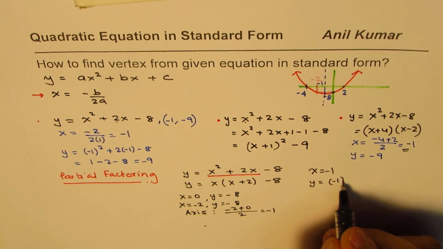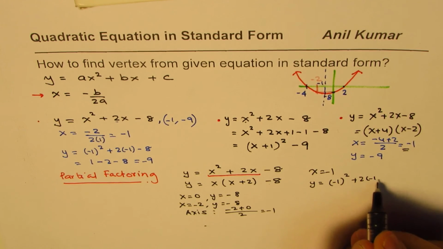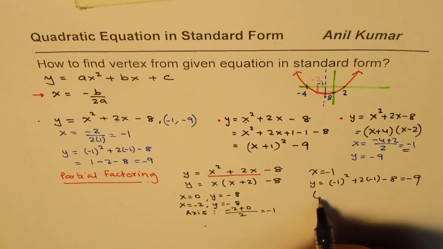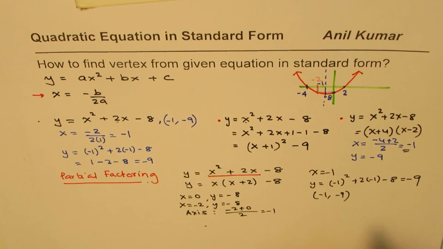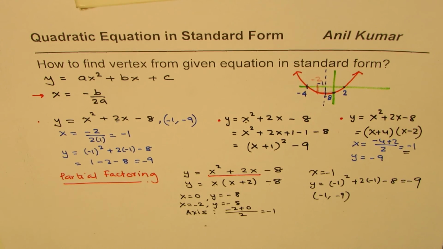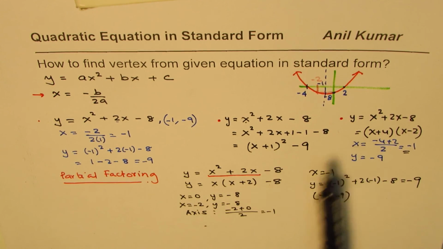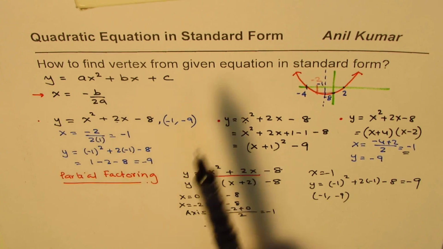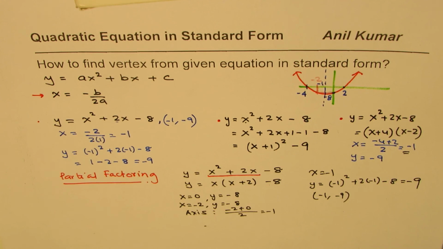Do you see that? Minus 1 squared plus 2 times minus 1 minus 8, which is minus 9. So again, we get the same value, minus 1, minus 9. Right, so that becomes the fourth technique which can always work, right? That's very important. So what we have learned here is that there are 4 different techniques which can be used to find the vertex when the equation is given in standard form, right? You could use any of these 4 techniques and find your answer.